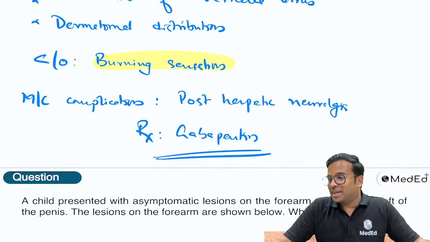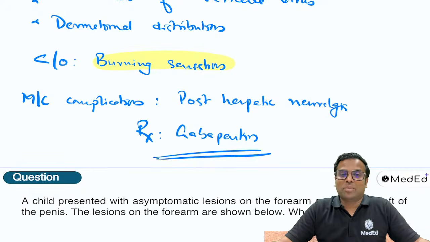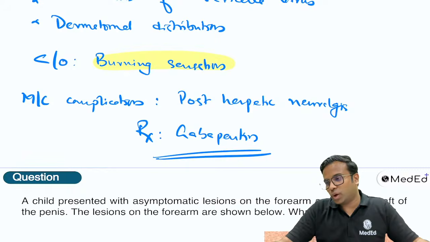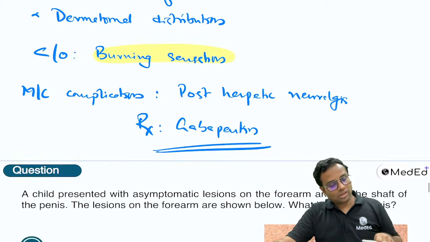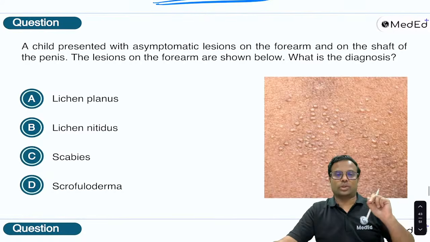According to me, the best choice should be gabapentin, even if gabapentin and carbamazepine both are given in the options. Okay. Thank you. So now let's go to the next one.